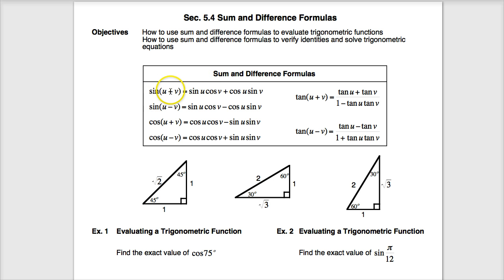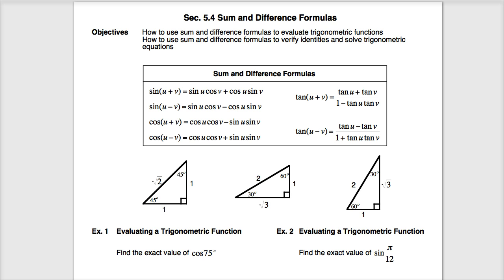Sum and difference formulas are very simple. If I have essentially two angles and I'm adding or subtracting them within a sine or within a cosine, I could simplify it into a formula like so. Again, I'll teach you how to memorize it. Same thing with tangent. And the reason why we use these formulas, and I'll show you why also, is because some of these special triangles you should know already. And some of you will not know them, but we'll practice.